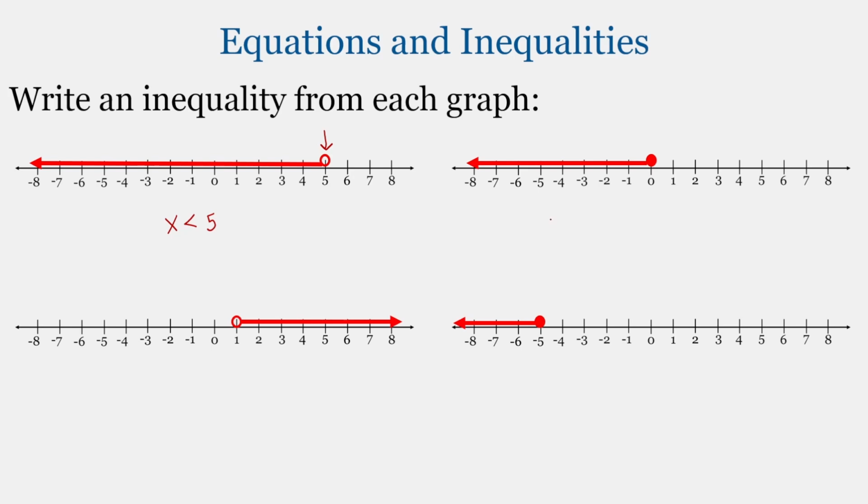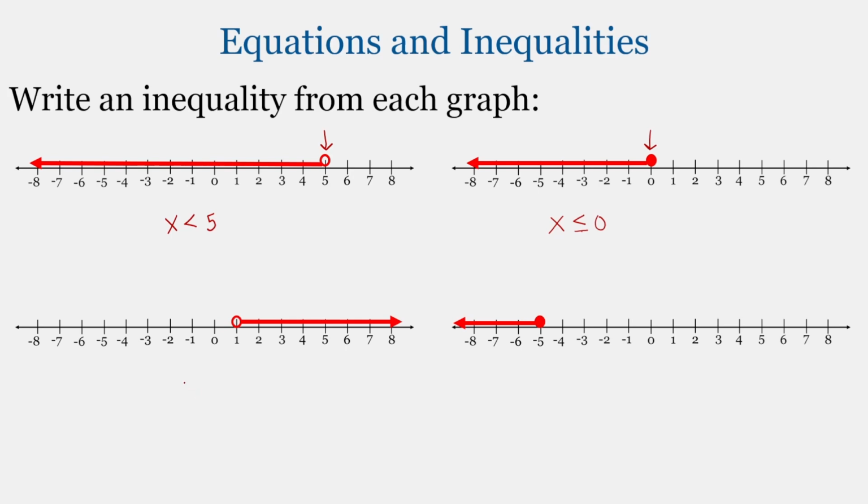For the second one, again, we'll use x as our unknown. And we have the circle at 0. So 0 is our number, kind of that boundary where the inequality ends. And once again, it's smaller, so it's going to be less than. And since we have a closed or filled in circle, equality is possible, so this will be less than or equal to 0.